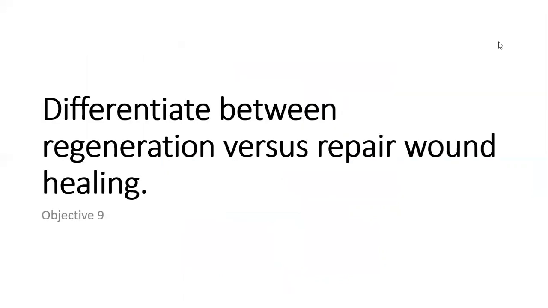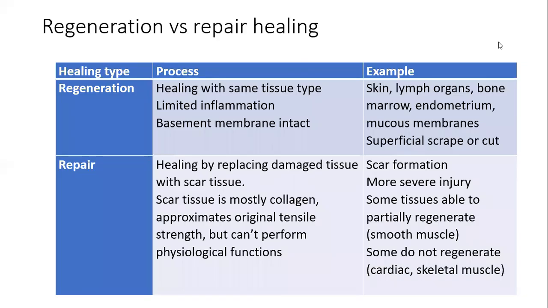All right, so this is objective 9, differentiating between, and we're getting into different tissue healing. We have all this stuff that's setting the stage for healing. Now we've got healing. There are two main processes for healing: regeneration and repair. Regeneration is when the healing is of the same tissue type. There's usually limited inflammation and the basement membrane remains intact.